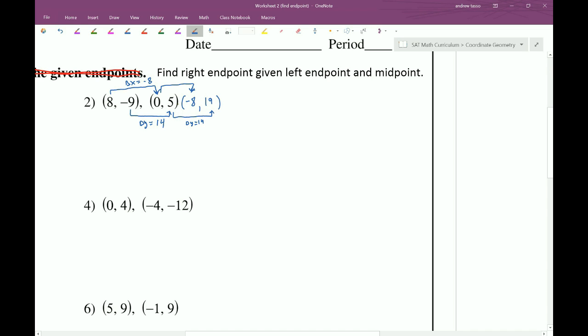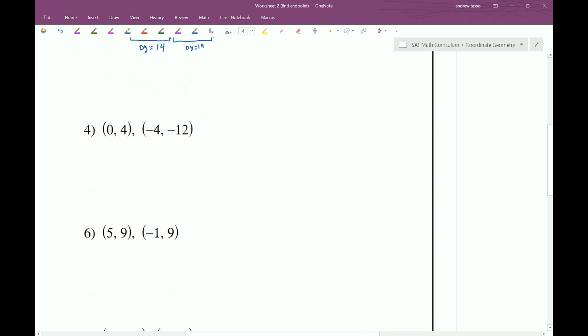Notice we're not using the average formula or anything like that. Also notice that the average formula involves addition of the coordinates, whereas here, since we're doing the delta, that's a subtraction. So that's another fine detail there.